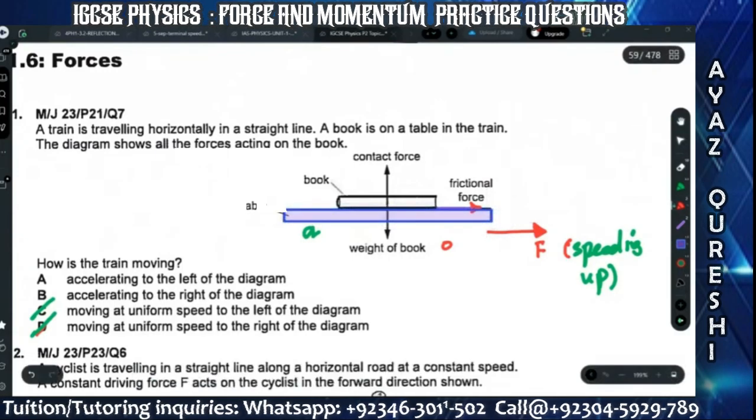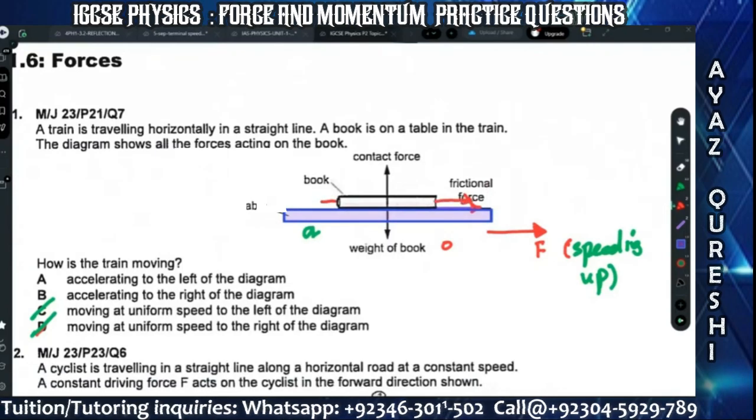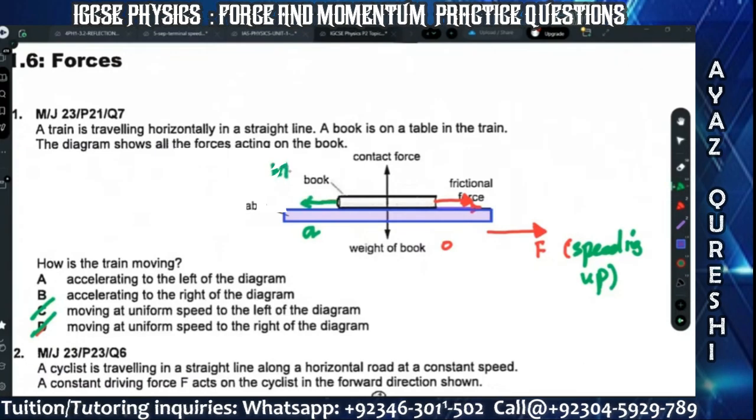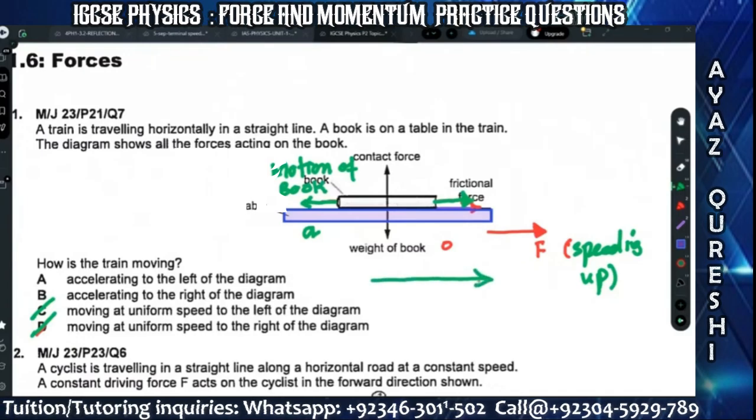If the friction is in this direction, it means the book was trying to move here. This was the motion of the book. So to compensate for this motion, the friction appeared in this direction. Is it clear? That is why it is obvious that the train is speeding up.